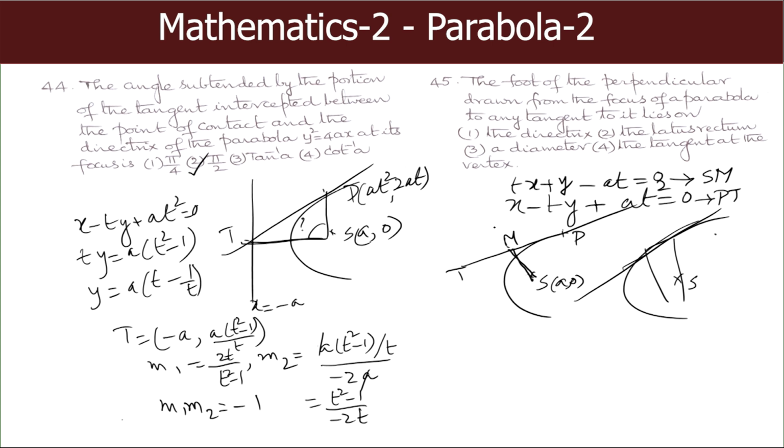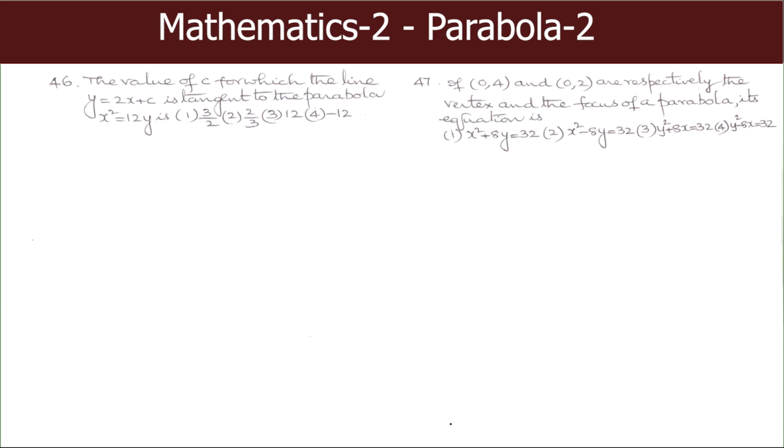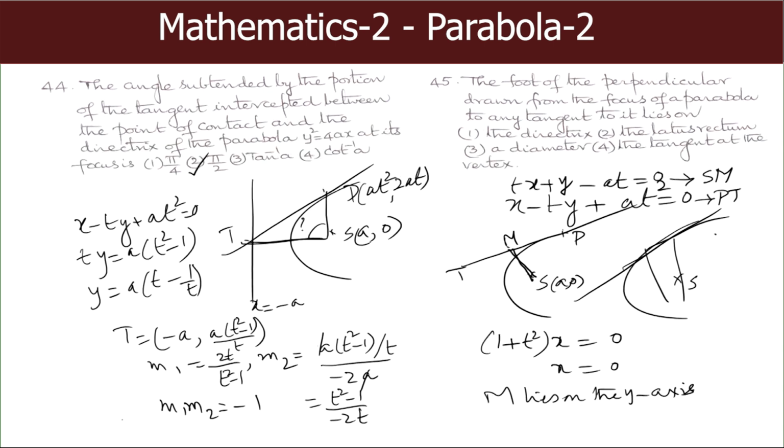So the foot of the perpendicular M is obtained by solving these two equations. Multiply the first equation by t and add to the second equation. (1 + t²) into x is equal to 0, or x = 0. So the x-coordinate of M is 0. Therefore, M lies on the y-axis. But what is the y-axis for the parabola y² = 4ax? That is the tangent at the vertex. So therefore, last option, the tangent at the vertex.